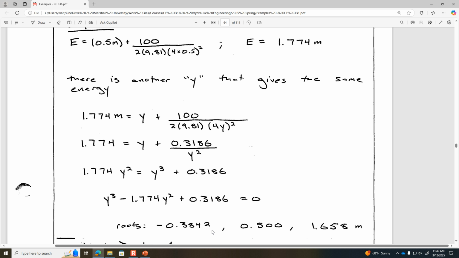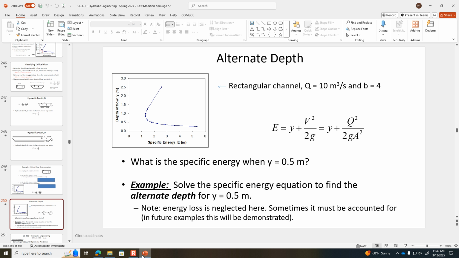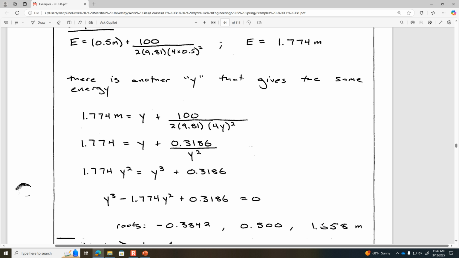We get a negative root, which we can throw away. There's no such thing as a negative flow depth. We get a depth of 0.5, which we already knew was one of the depths that can give you that amount of specific energy. And then here's the other one, 1.66 meters. So this is the supercritical depth for that amount of specific energy, and this is the subcritical depth for that amount of specific energy. So the question was asking, what is the alternate depth? The alternate depth is the depth that has the same amount of specific energy, 1.66 meters. And we found it by solving this cubic equation.